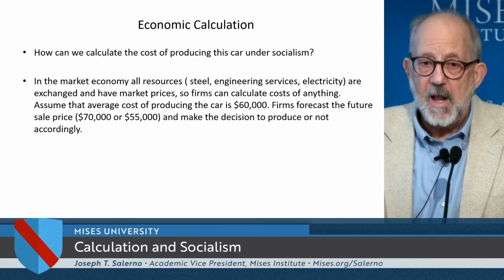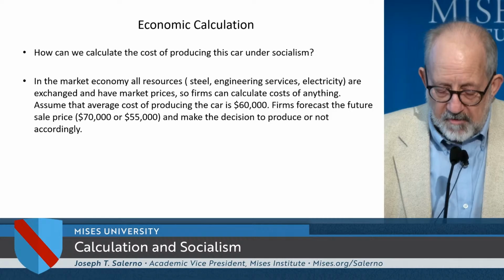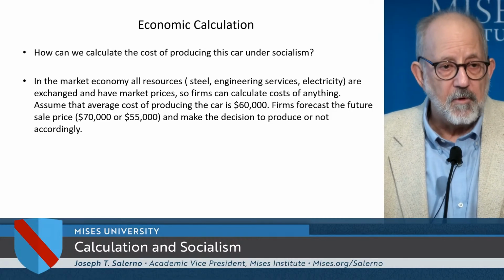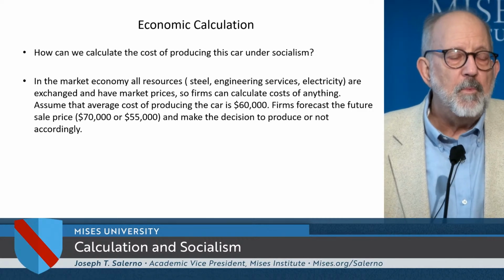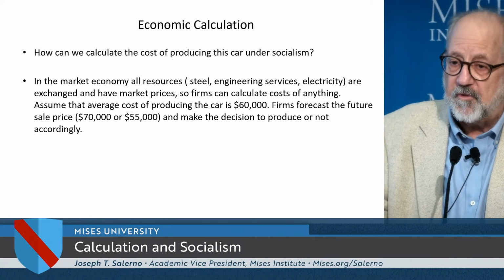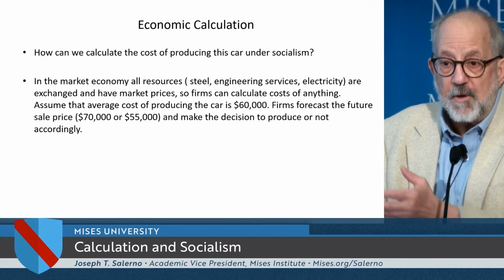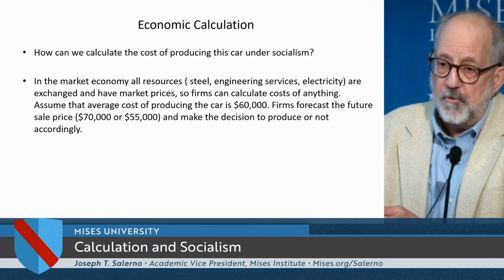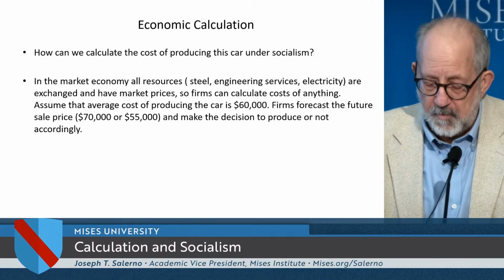Now, they're fallible human beings, they can be wrong. And if they're wrong, they'll waste resources. So let's assume that they believe the price will be $70,000. Well, that's a profitable endeavor. That means that they're using $60,000 of resources that are worth $60,000 producing other things in society, they're combining them in a new way to produce an automobile that people value at $70,000. They're moving resources from lower valued to higher valued uses. So they're benefiting society and themselves at the same time.